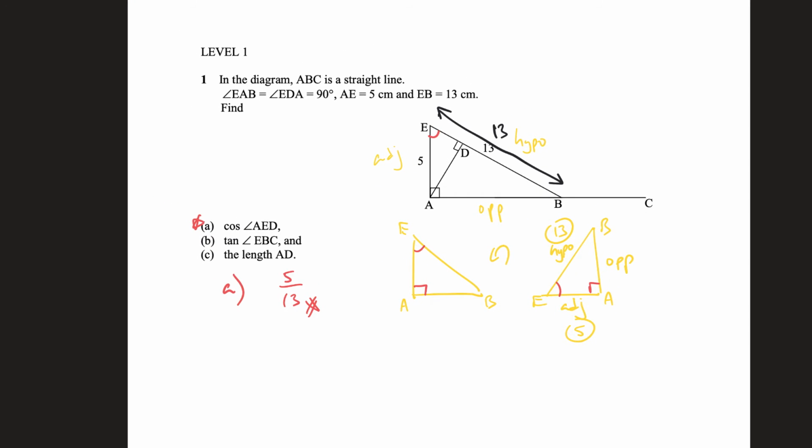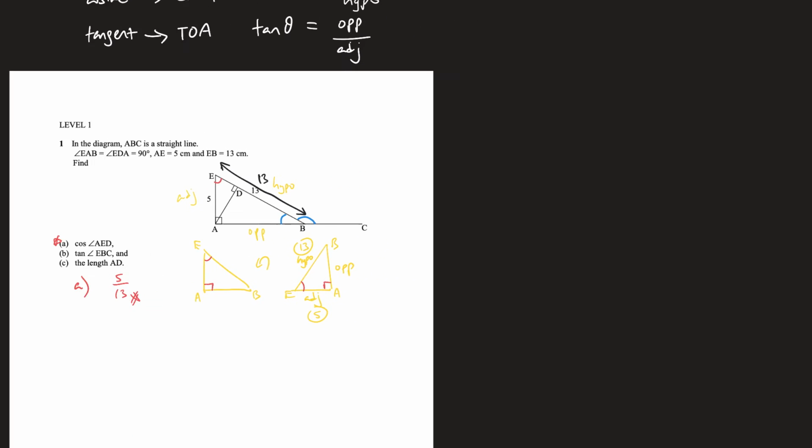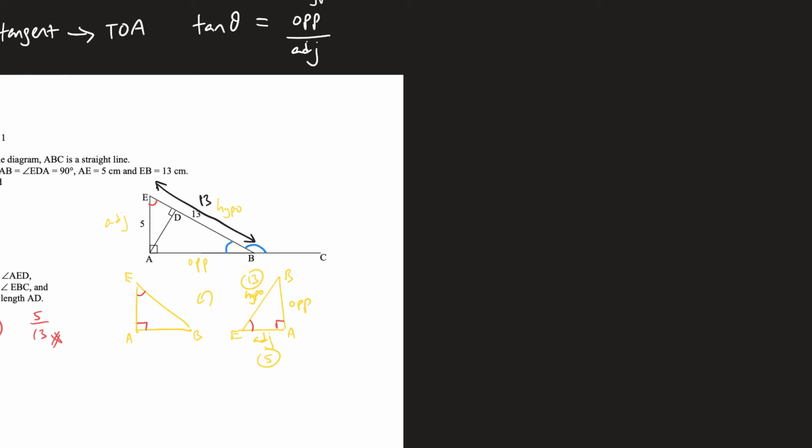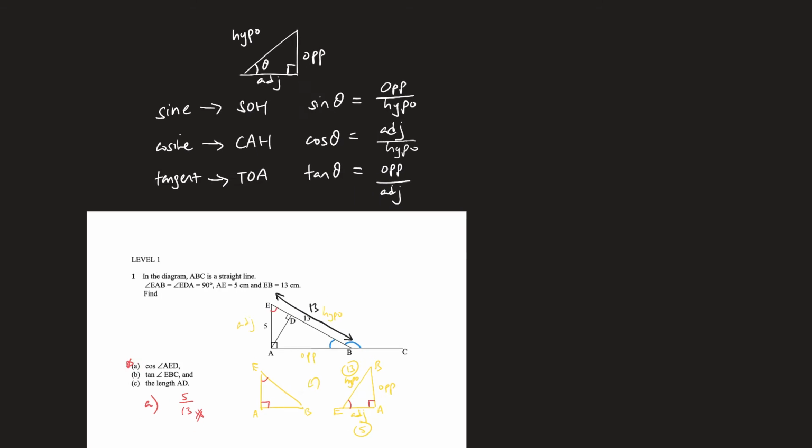Now part B, tangent EBC. Let's highlight that. EBC is basically this. It looks a bit weird because this angle is not even a part of any triangle. But it is next to this angle, which is a part of a triangle. From here I've got to take a little commercial break to cover another very key concept.